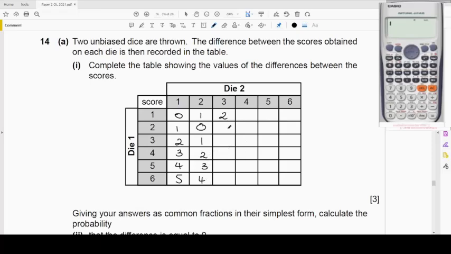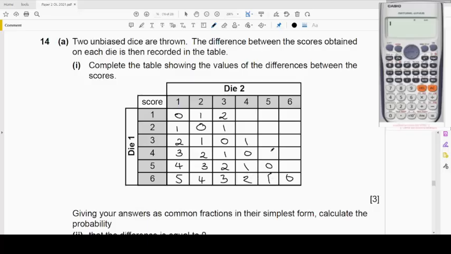This is 2. 3 minus 2 is 1. 3 minus 3 is 0. Then 4 minus 3. We're always saying the bigger one minus the smaller one. So already you can see a pattern. I have zeros across here. I have ones here. I have 2s there.